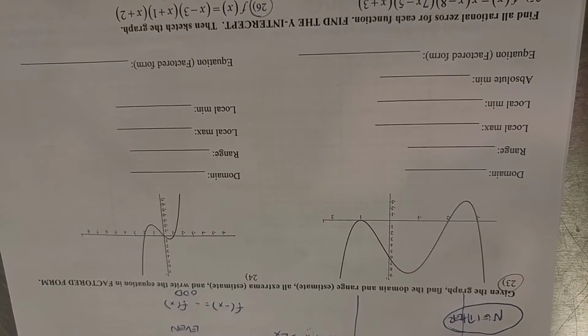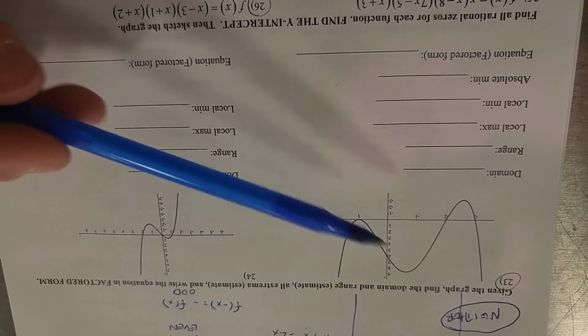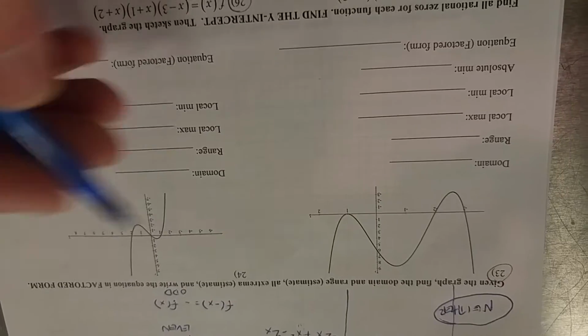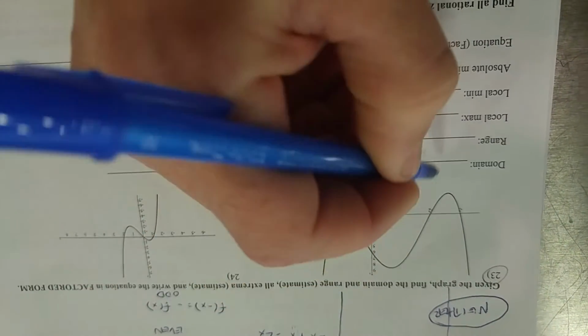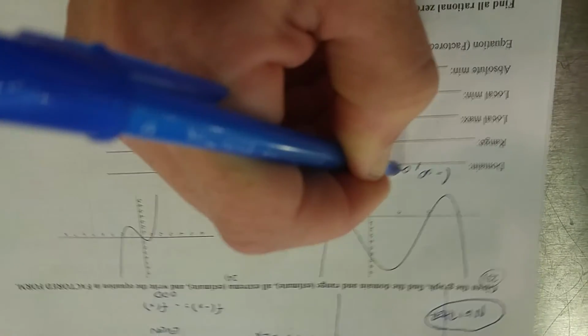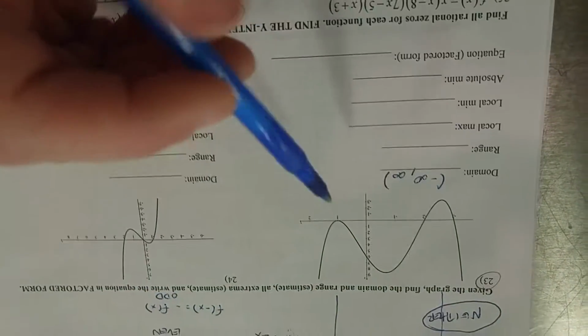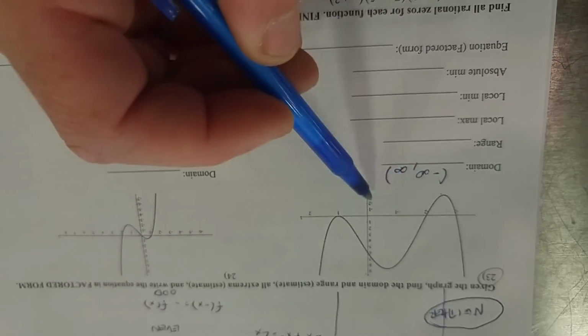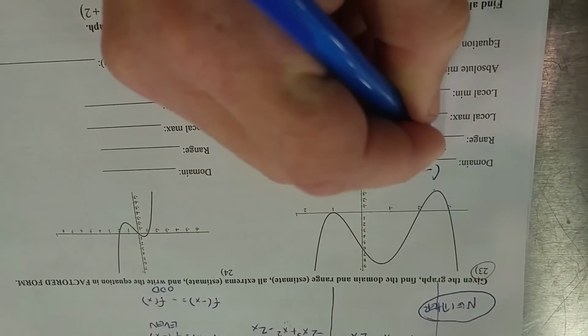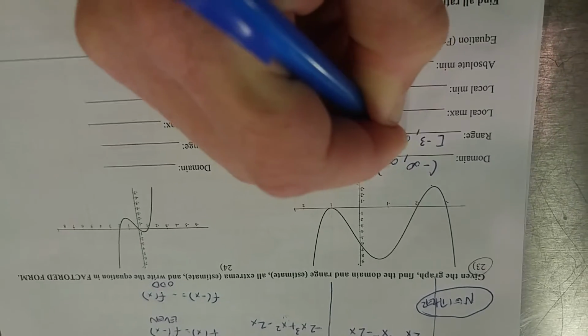In this one we are just going to estimate. We don't have the actual function here, so we're just going to estimate the values of these things. The domain, you can see this is going to go to the left forever and to the right forever, so the domain is going to be all reals. The range goes up forever. My upper bound will be infinity, but my lower bound looks like it's about -3. So I'm just estimating it. I'm going to call it -3 to infinity.